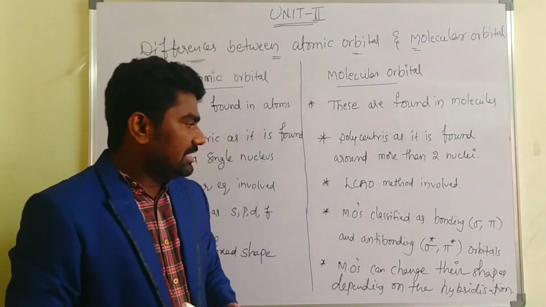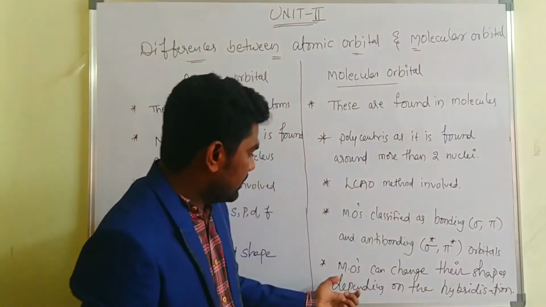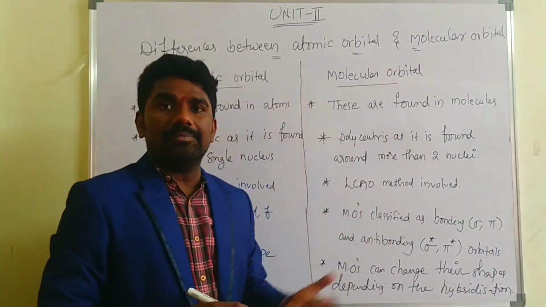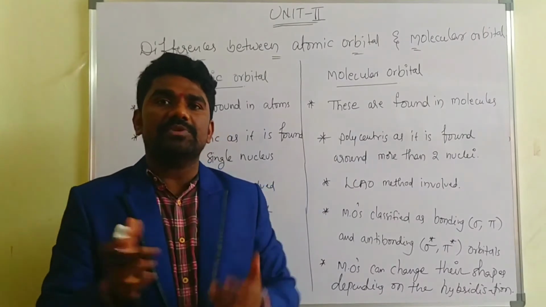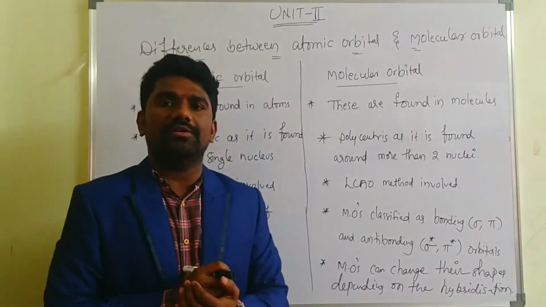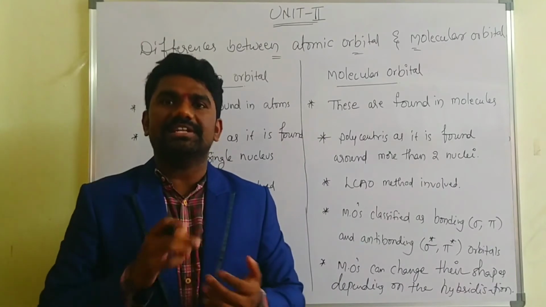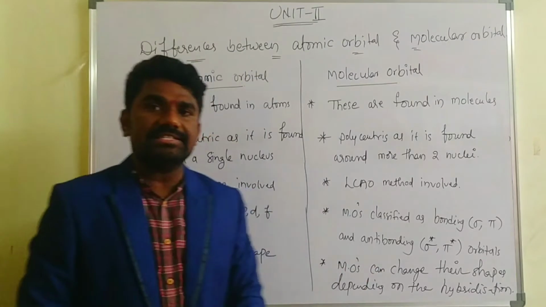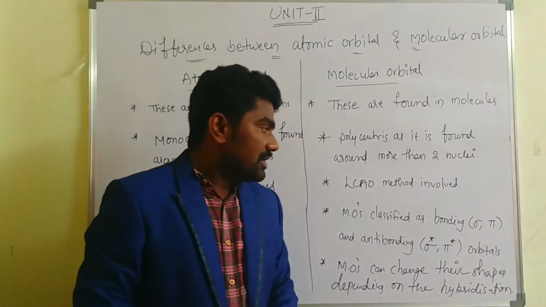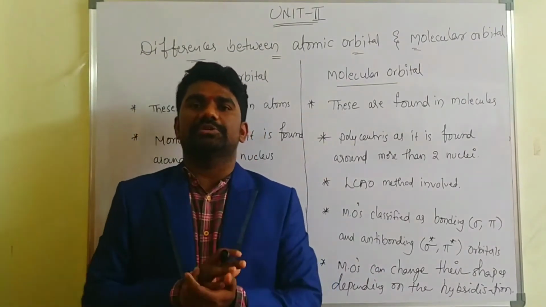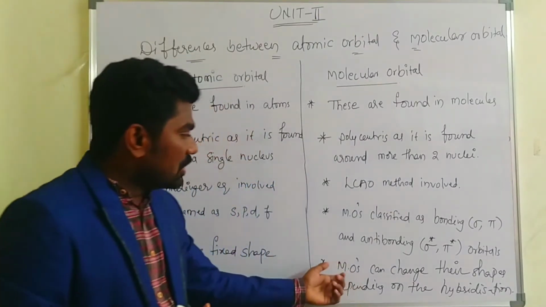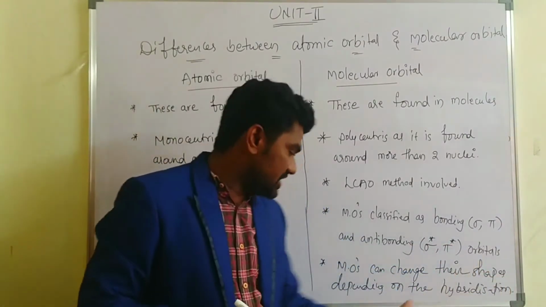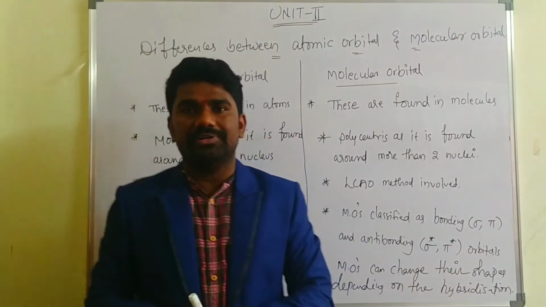Depending upon the hybridization of the atomic orbitals, we have different shapes of the molecular orbitals. Is it clear? In the case of molecular orbitals, we do not have fixed shapes. That means the molecular orbitals can change their shapes.